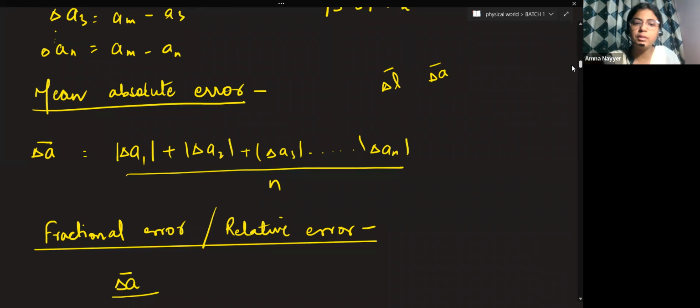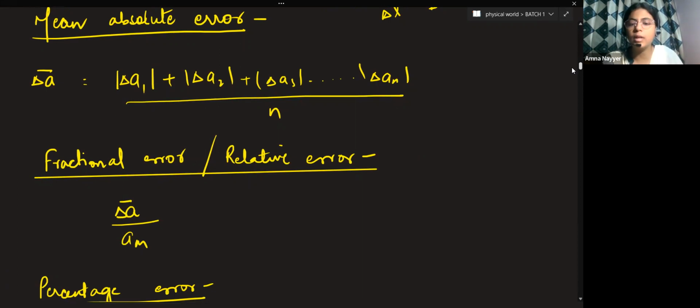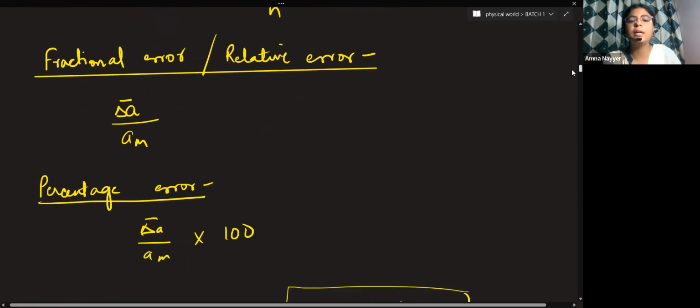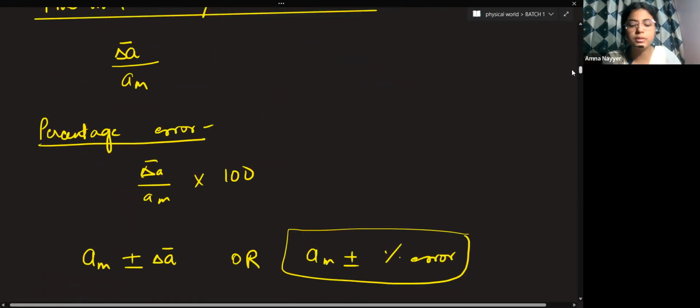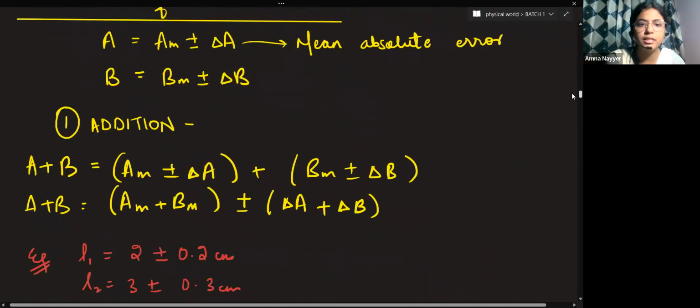Now, once I have the mean absolute error and the mean value, if I take the ratio of both of them, the error we get is known as fractional error. I'm just telling this in brief so that you will be able to understand today's class. Then if you multiply it by 100, you get the percentage error. We'll discuss it in detail again, Aisha.